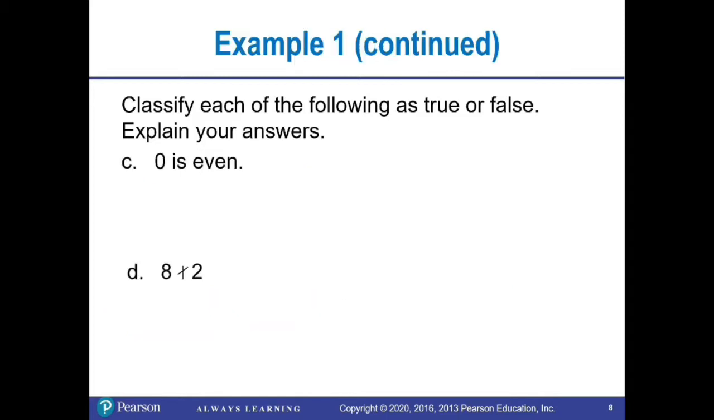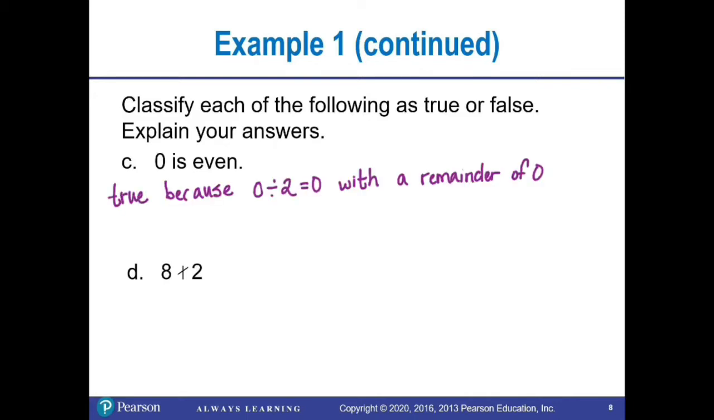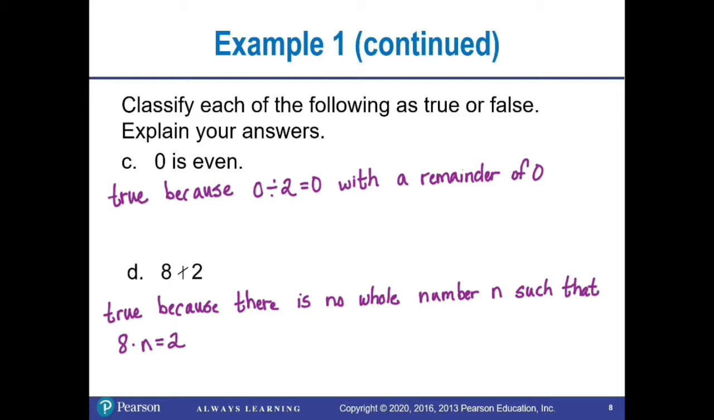Part C, 0 is even. Now remember, our definition of even is that there's a remainder of 0 when we divide the number by 2. So 0 is even because 0 divided by 2 is 0 and there is a remainder of 0. Part D, 8 does not divide 2. That is true because there's no whole number that I can multiply times 8 and get 2. In other words, there's no whole number n such that 8 times n equals 2.